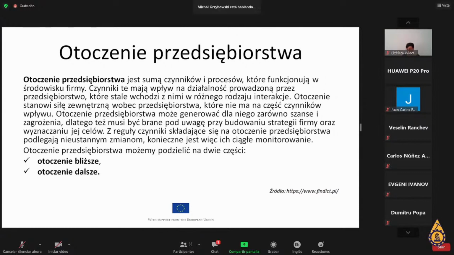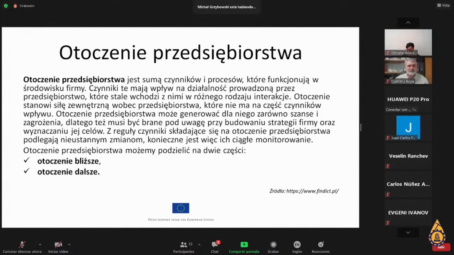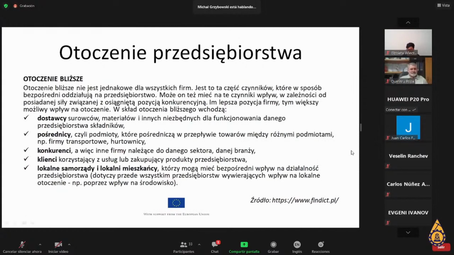These factors have a very different impact depending on a specific circumstance, but we basically can divide them into factors belonging to closer environment and further environment. We should always monitor both of these environments. Insofar as the close environment is concerned, we are talking here about suppliers of raw materials, clients, intermediaries or agents, companies that supply the goods to their clients, and companies that sell the goods, so warehouses, various types of intermediaries, agents.